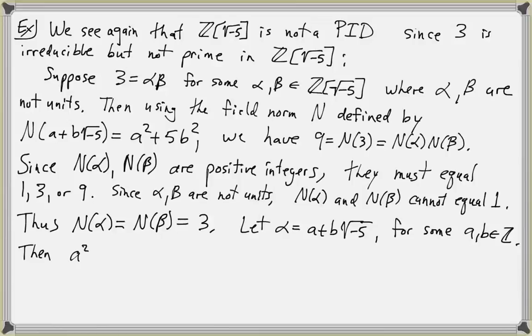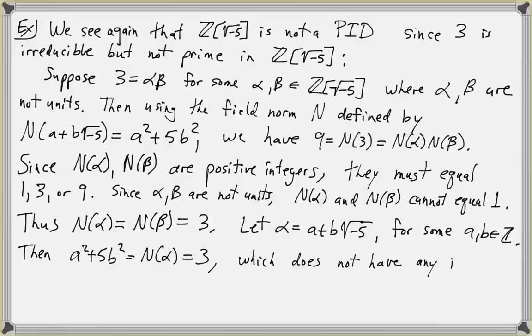Then a squared plus 5b squared is the norm of alpha, which is equal to 3. But there are no integers a and b such that a squared plus 5b squared can equal 3. So this equation does not have any integer solutions.